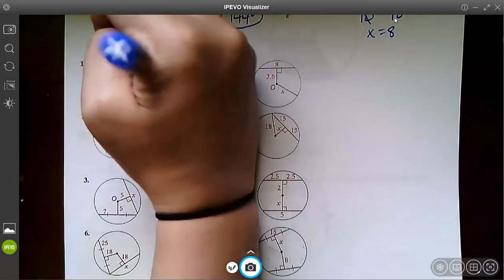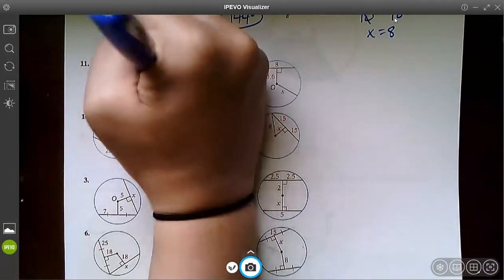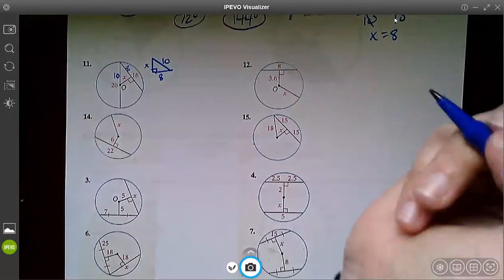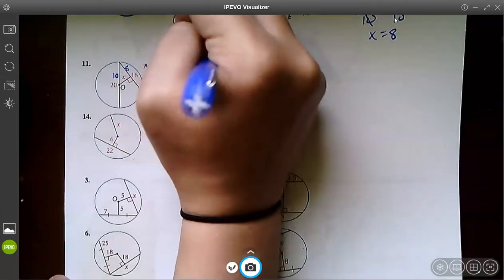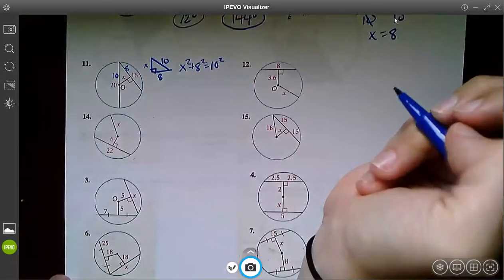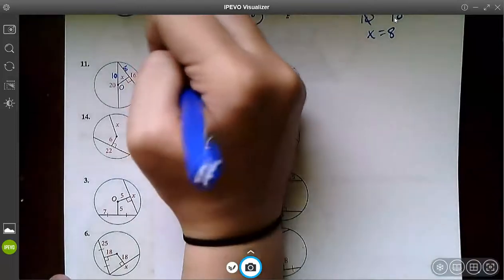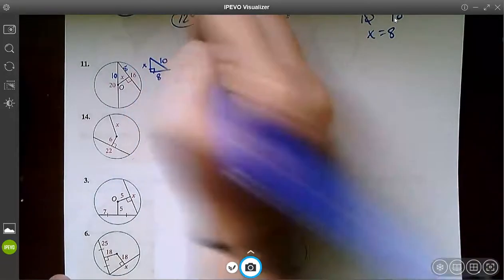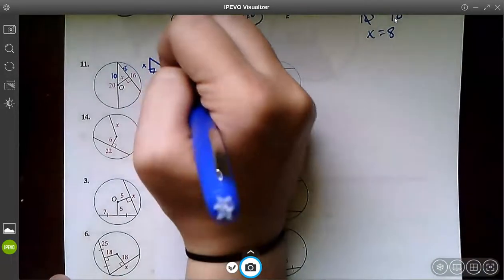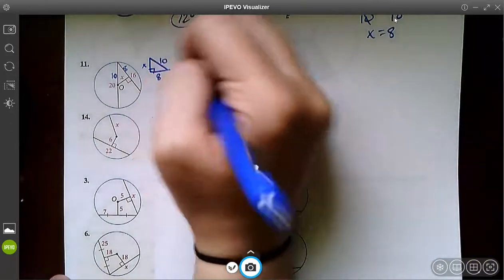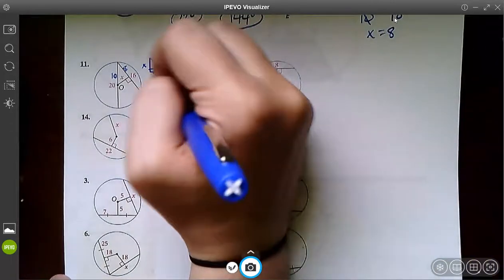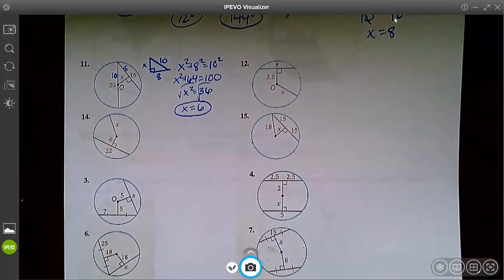So to find the value of x, I'm solving this triangle. I have a right angle, I have 8. So a squared plus b squared equals c squared. x squared plus 8 squared equals 10 squared. 64 plus x squared equals 100. Subtract 64, x squared equals 36. We're talking about a measurement, so when we take the square root, you're only going to take the positive. Can't have a negative segment length.